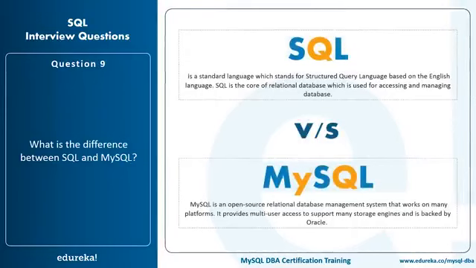SQL is basically a standard language which stands for Structured Query Language based on the English language, whereas MySQL is a database management system. So SQL is basically the core of relational database which is used for accessing and managing the database, whereas MySQL is a relational database management system which works on many platforms. So basically this provides multi-user access to support many storage engines and is backed by Oracle. So that's the basic difference between SQL and MySQL, guys. SQL is the core of relational database used for accessing and managing a database, and MySQL is an open source relational database management system.